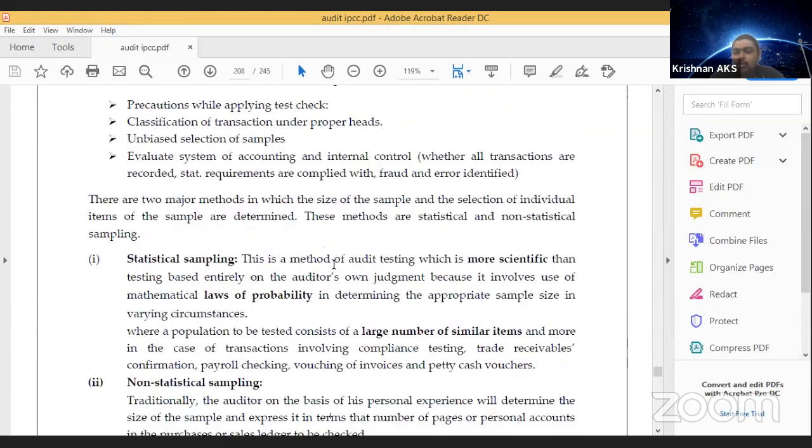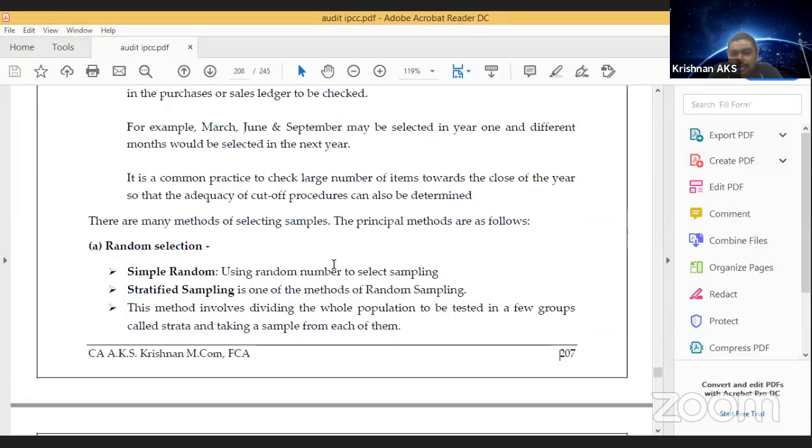Understood? So we have two types of sampling techniques. One is statistical sampling. Another one is non-statistical sampling. What is statistical sampling? Statistical sampling means they will use the law of probability. Probability technique will be used. All the items have equal chance of getting selected. What is non-statistical sampling? Non-statistical sampling is rule-based sampling, for example, interval-based or block sample. Rule-based means every 10th item, every 20th item, kind of. Okay.